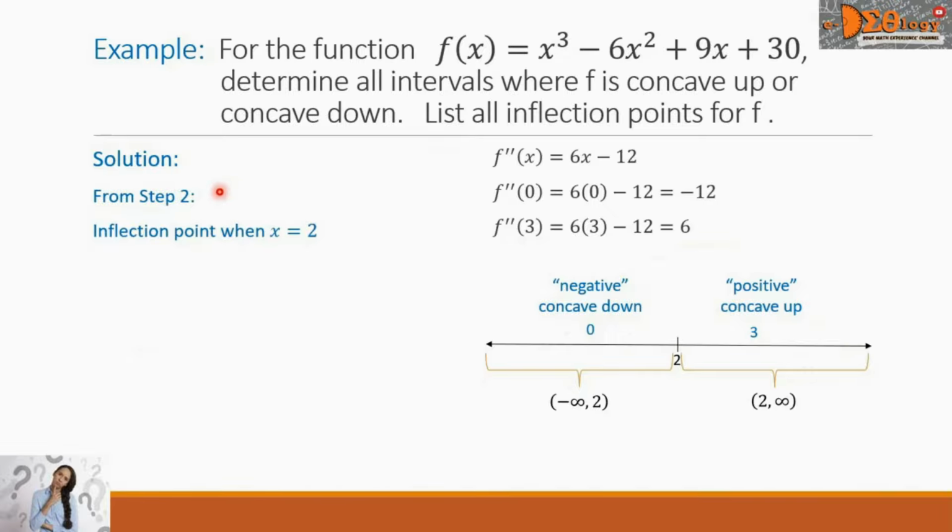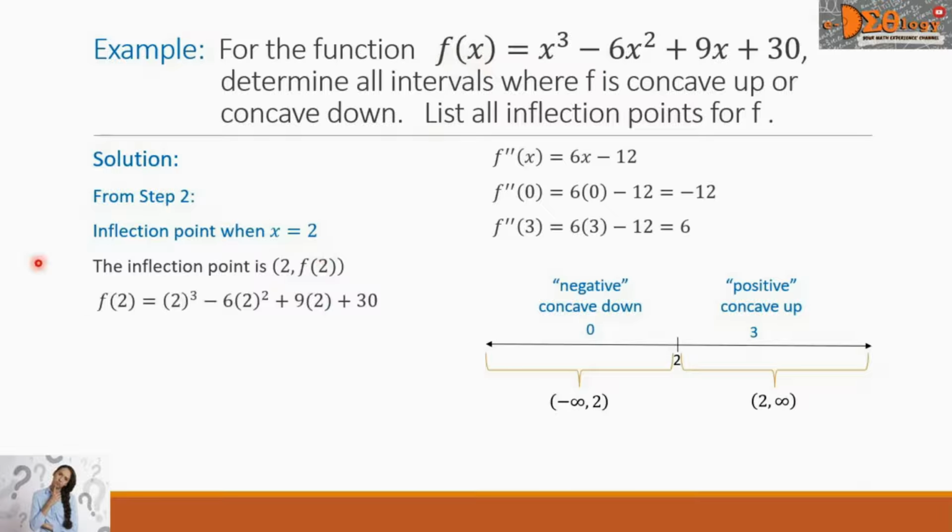From step 2 a while ago, we found out that the inflection point occurs when x is equal to 2. So the point is 2, f of 2. We want to get the actual value of this f of 2. So let us evaluate the function with respect to 2.